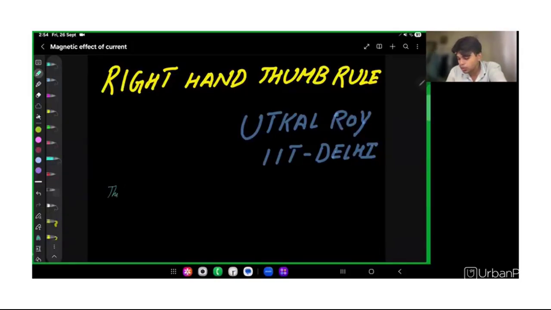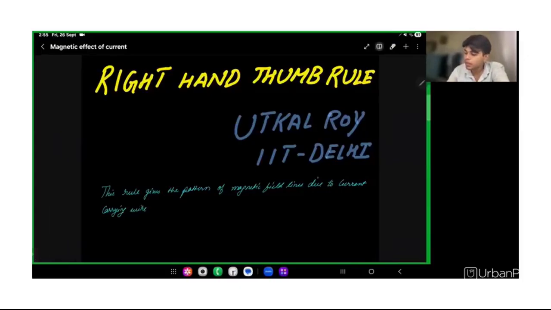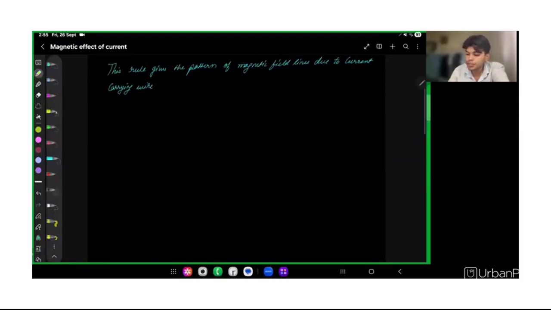Now this rule gives the pattern of magnetic field lines due to a current carrying wire. First, straight current.